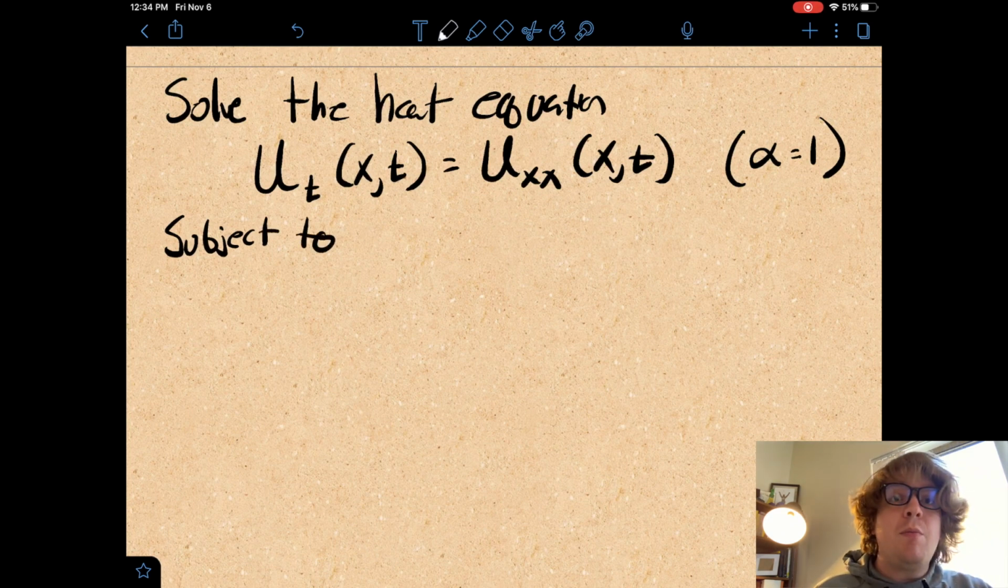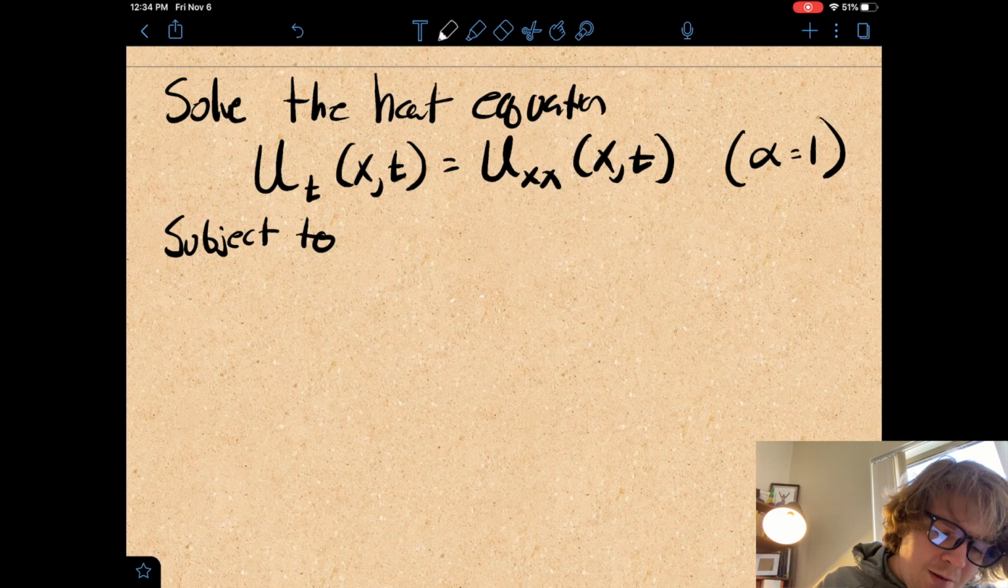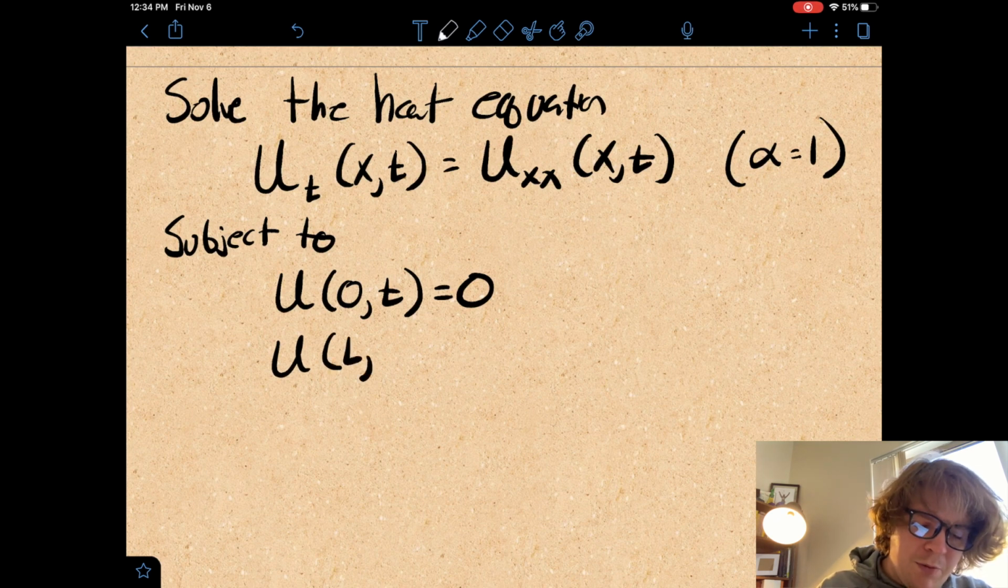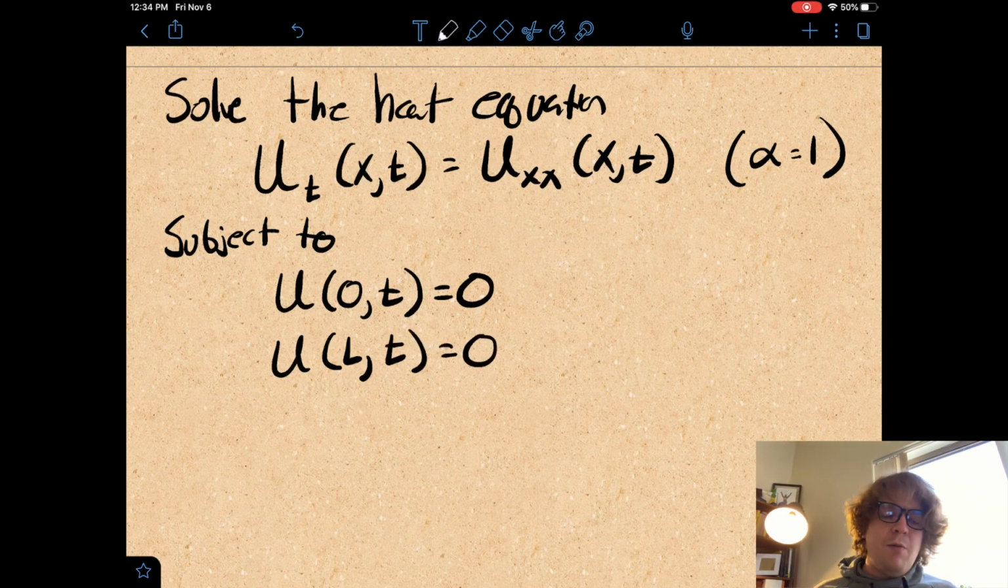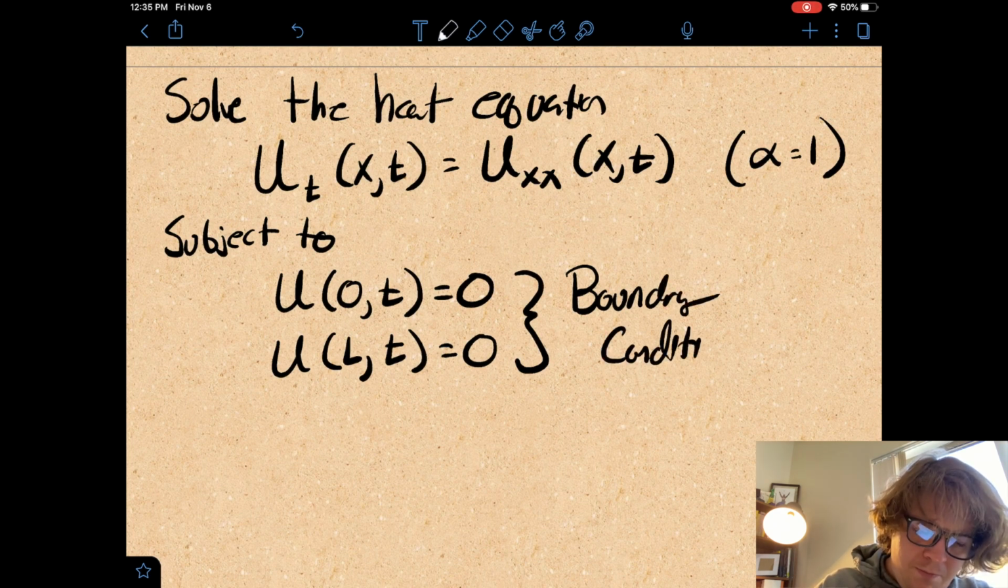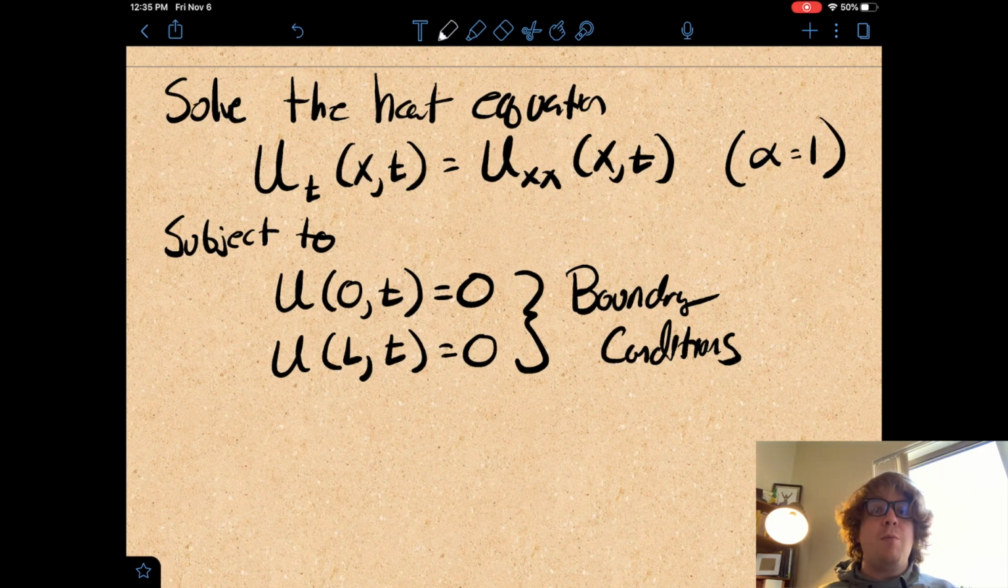right? So remember there were a couple of conditions that we had to subject our heat equation to. We have two boundary conditions that say hold the left and the right endpoint at 0 degrees. So if I want to hold the left endpoint at 0 degrees, I would write u of 0,t equals 0. And if I want to hold the right endpoint at 0 degrees, I would write u of L,t equals 0. So these are what we call boundary conditions. In other words, these describe what happens at both the left and the right endpoints of our rod.